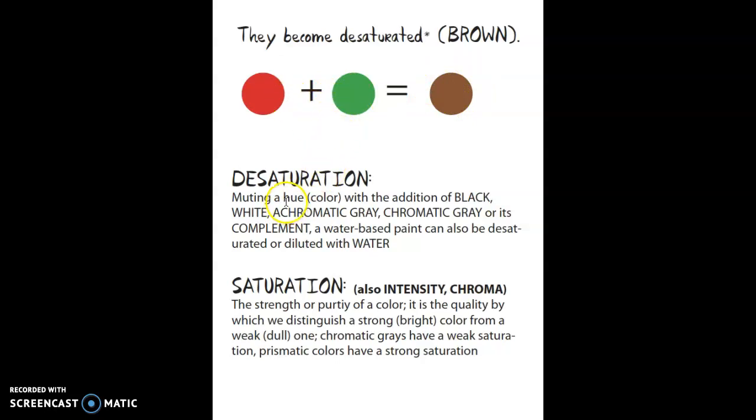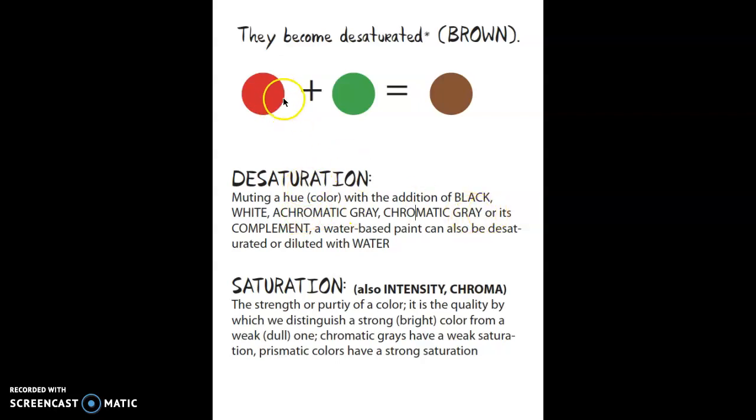What is desaturation? That means it's the hue, and with the addition, mixing it with either black, white, achromatic gray, or chromatic gray. What does achromatic mean and chromatic gray? Well, saturation also has a synonym, chromatic, chroma. So a gray that is saturated, bright, or a gray that is not bright, that's dull.